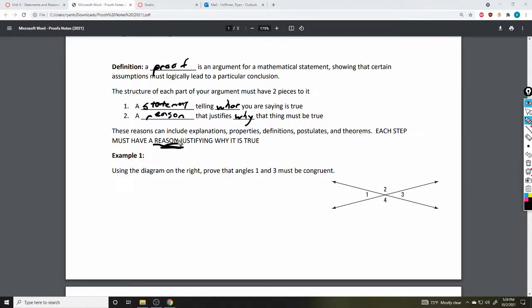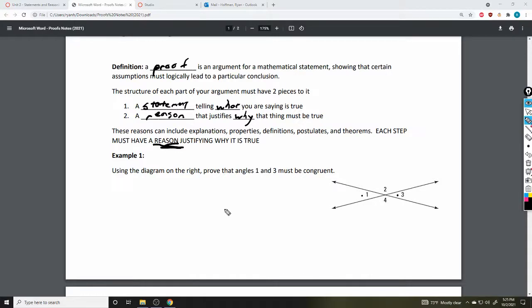So, I want to leave you with something to try here, which is this first example. What we're going to do is we're going to prove the vertical angles theorem. So, using the diagram on the right, prove that angles 1 and 3 must be congruent. So, I'm going to prove these two angles have to be congruent. And I want you to try that before you come back next time. I want you to try that without using vertical angles. So, you are not allowed to say those two angles are vertical angles. They're across from each other. They have to be the same. Right? I want you to make that argument without, pretend I never told you the vertical angles were congruent. Pretend I never said anything about what had to be true about these angles 1 and 3 across from each other. And think about how we could still get to the conclusion if I knew angle 1, how I could get to the conclusion that angle 3 would have to be the same as angle 1.